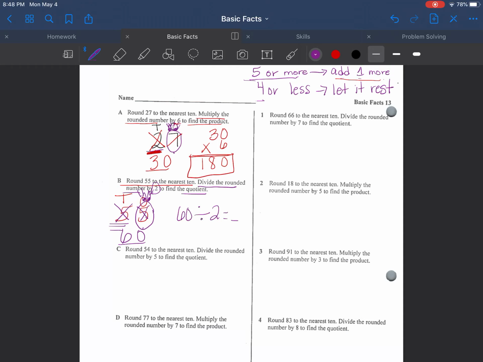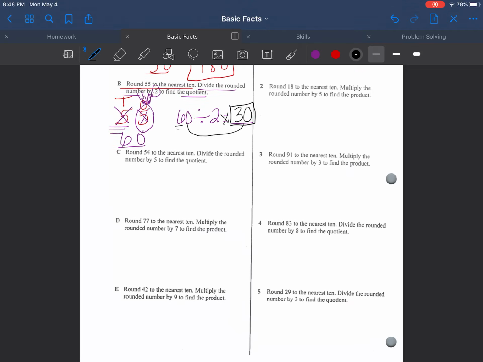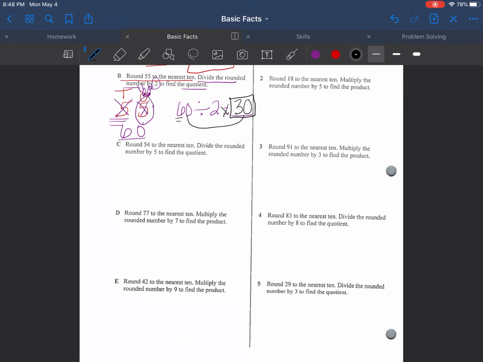Divide the rounded number by 2 to find the quotient. So the rounded number was 60. They want me to divide by 2. This one is easy because it has a 0. 2 times what gives me 6? That is 3. Remember, the 0 did not get married, so he stays in our answer. So our quotient would be 30.